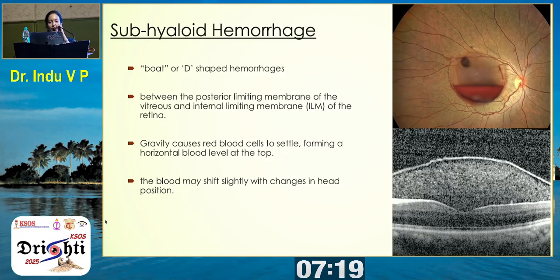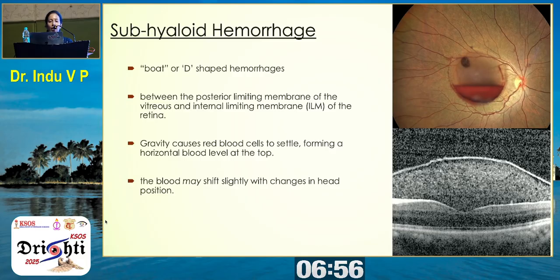Now first coming to the subhyaloid hemorrhage. Subhyaloid hemorrhage has got a characteristic boat or D-shaped shape. It happens between the posterior limit of the vitreous and the internal limiting membrane of the retina. And because of gravity, the red blood cells gravitate down and form a horizontal blood level at the top. So the blood can also shift with the position of the head.